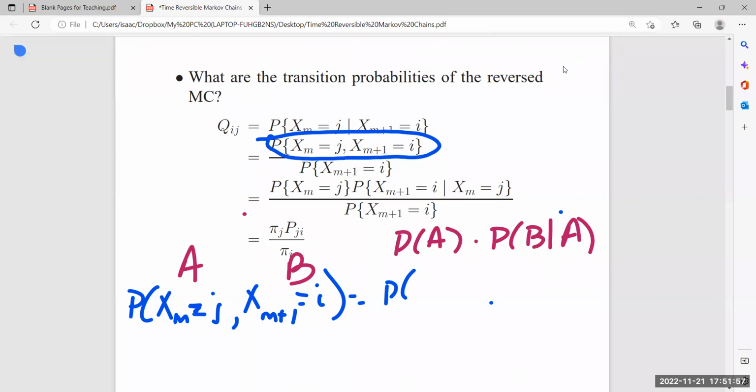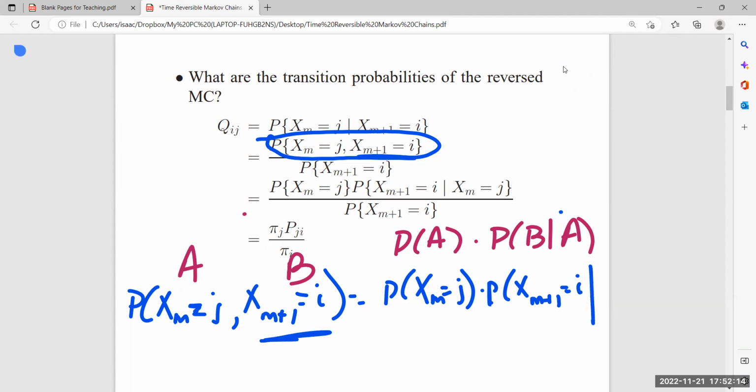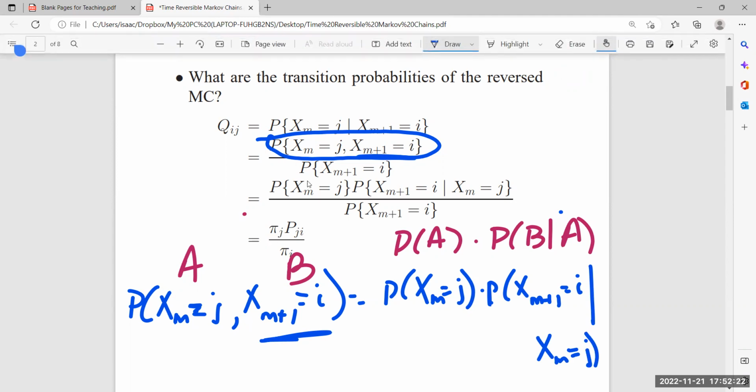So this part here is the probability of Xm equal to j, multiplied by the probability that Xm+1 equal to i, given, because this is B given A, given Xm equal to j. So we have the situation here taking place.